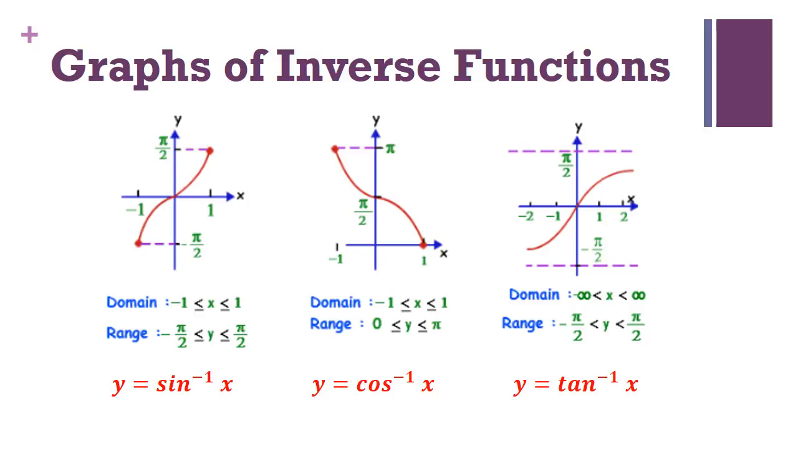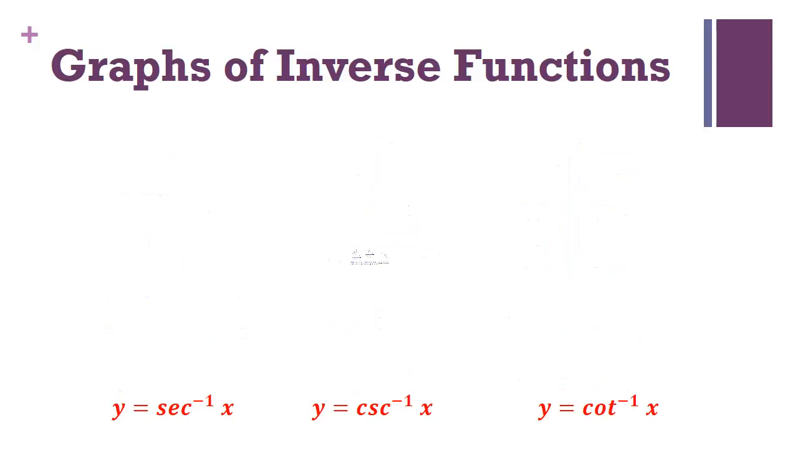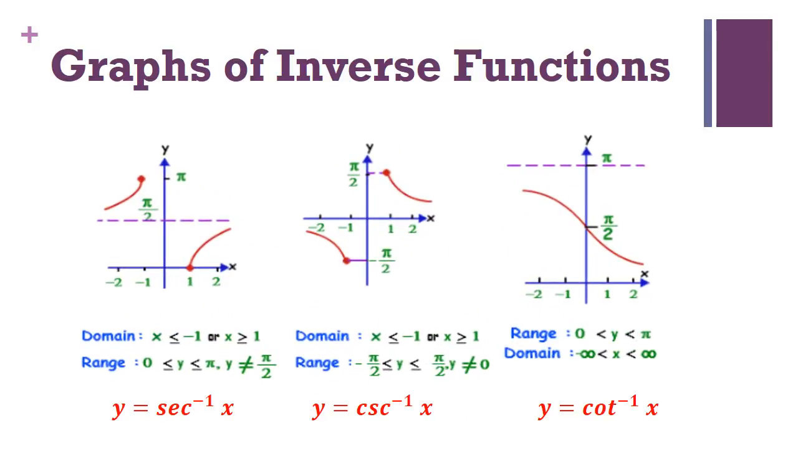Here are what the graphs look like for the inverses of sine, cosine, and tangent. And here we have the graphs for the inverses of secant, cosecant, and cotangent. Secant and cosecant are a little weird.